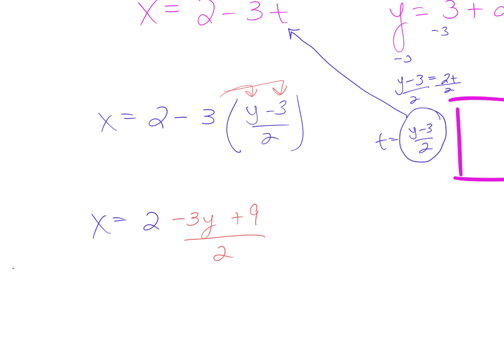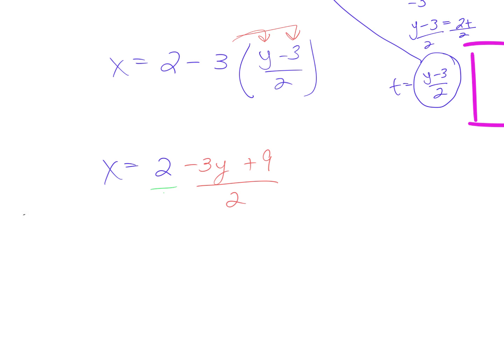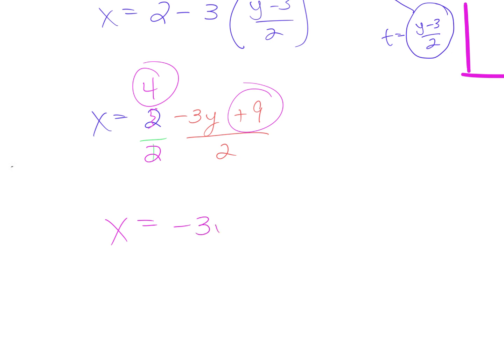Everybody with me? All right. Do you agree that these are 2 fractions? You're subtracting fractions? How do you subtract fractions? You get a common denominator. What's the common denominator between 2 and 1? 2. So if I make this a 2 on the bottom here, what do I have to multiply the top by? 2. So this becomes 4. Now do they have the same denominator? Yes? So can I combine like terms, the 4 and the 9? You guys agree? So this is the same thing as negative 3y plus 13 over 2.